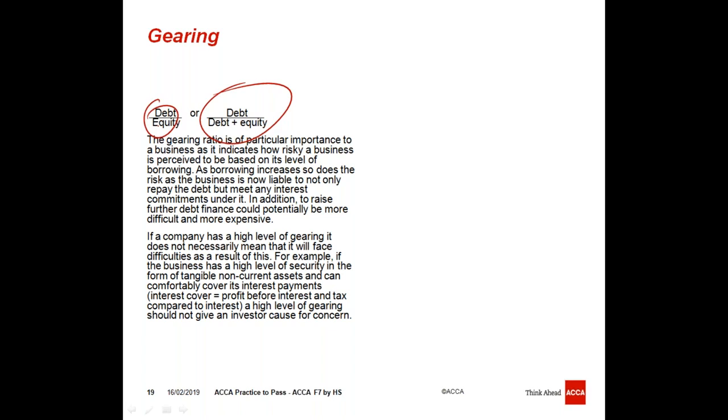The gearing ratio is of critical importance to the business as it indicates how risky the business is perceived to be based on its level of borrowing. As the borrowing increases, so does the risk, as the business is now liable not only to repay the debt but also to meet its interest commitment. In addition, raising further debt finance could potentially be more difficult and more expensive. So this point is very important when there is an increase in the gearing and the company is already facing a liquidity problem.